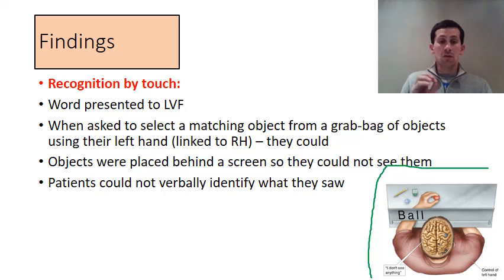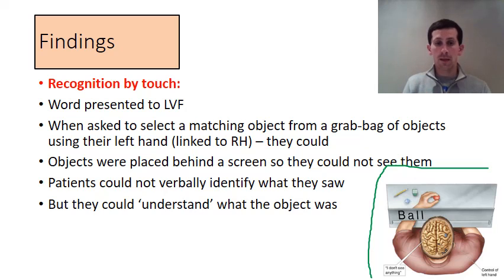And the patients could not verbally identify what they saw. Remember, there's no language centre in that right side of their brain, so they couldn't verbalise their answer. But they could understand what the object was. So that was one of the key findings for recognition by touch. They couldn't verbalise their answer, but they could recognise the object by touch.